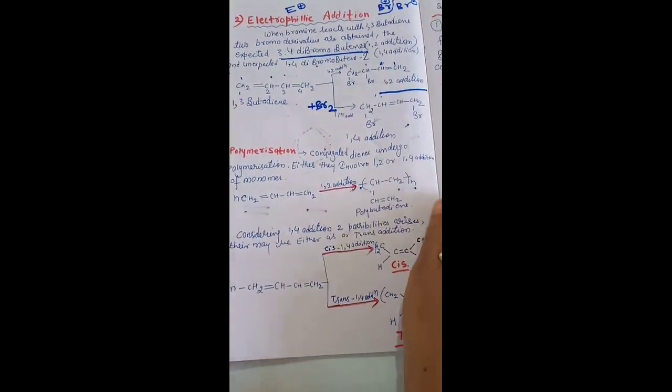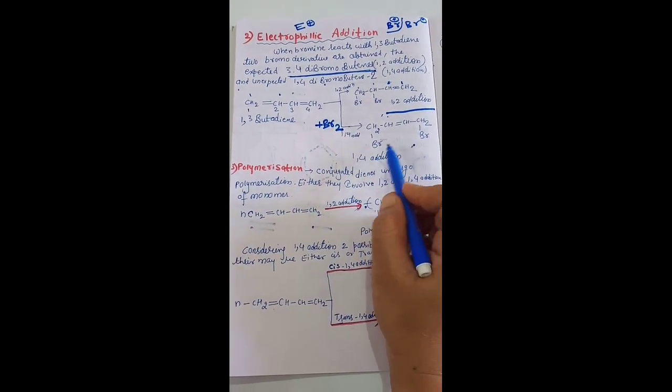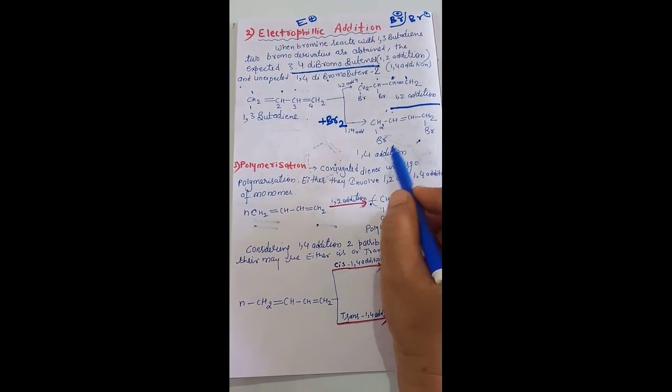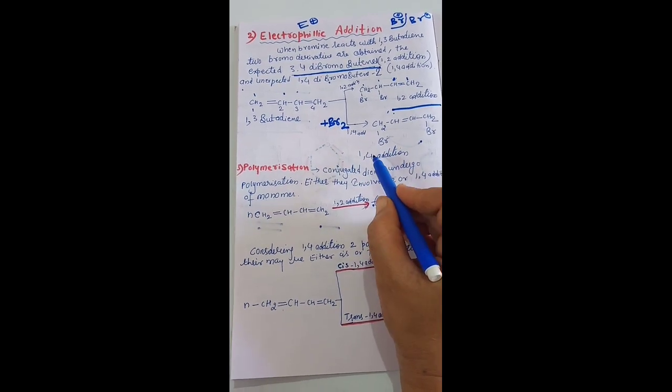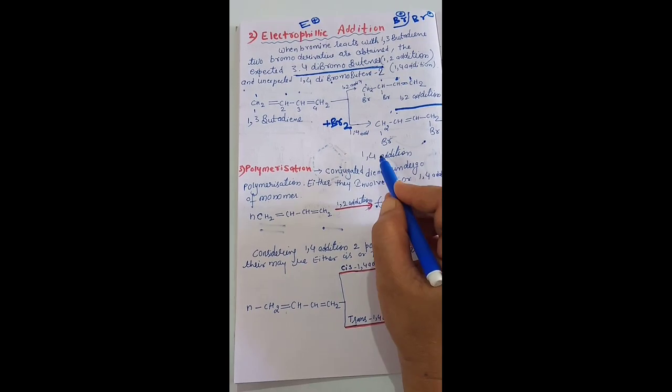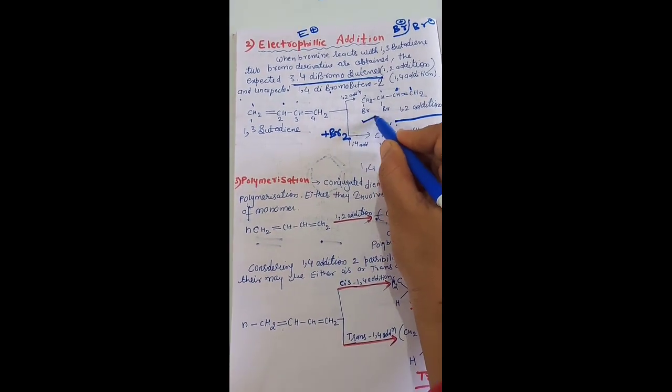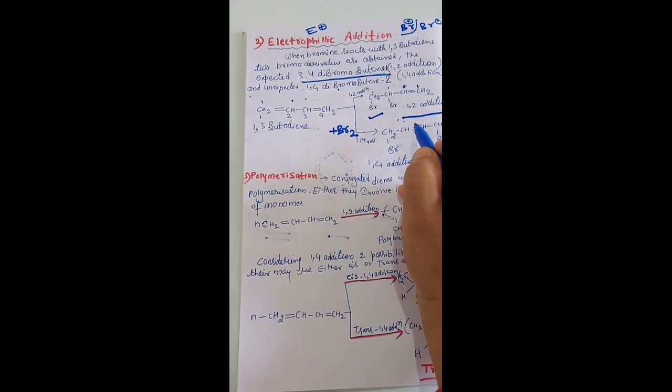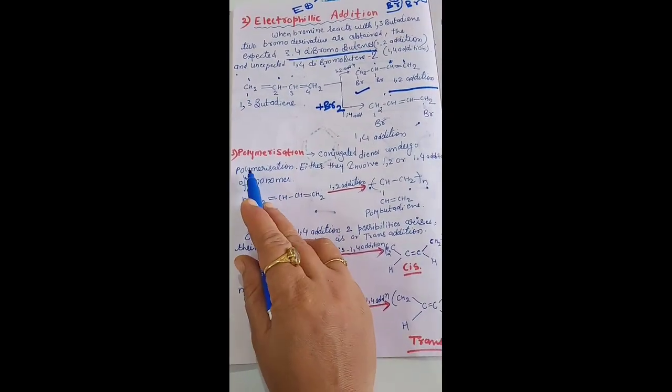Then next, when the bromines are added on the 1 and 4 carbon, the structure will be like this. So this is your 1,4 addition product. It is the unexpected product. What is the main product here? The 1,2 addition product is the main product. Next, let us see another reaction.